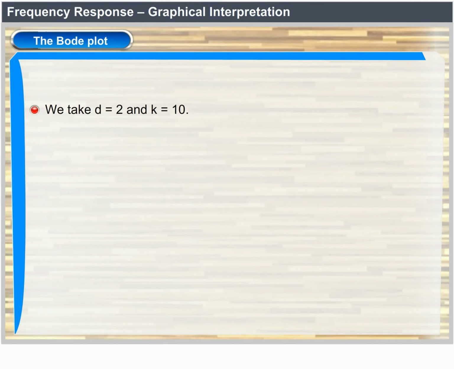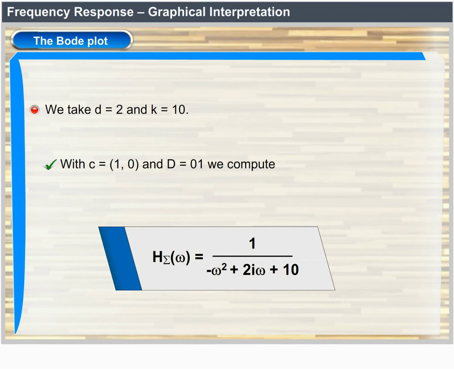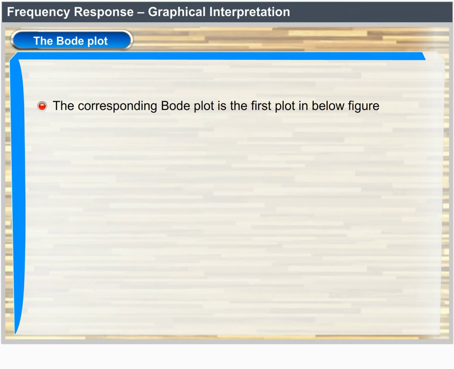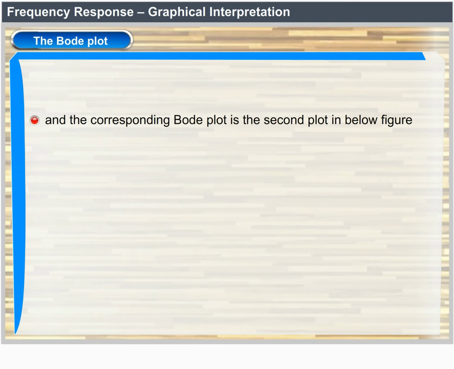We take d equal to 2 and k equal to 10. With c equal to 1, 0 and d equal to 0, 1, we compute H sigma of omega equal to 1 divided by minus omega square plus 2i omega plus 10. The corresponding Bode plot is the first plot in the below figure. Next, with c equal to 0, 1 and d equal to 0, 1, we compute H sigma of omega equal to i omega divided by minus omega square plus 2i omega plus 10. And the corresponding Bode plot is the second plot in the below figure.